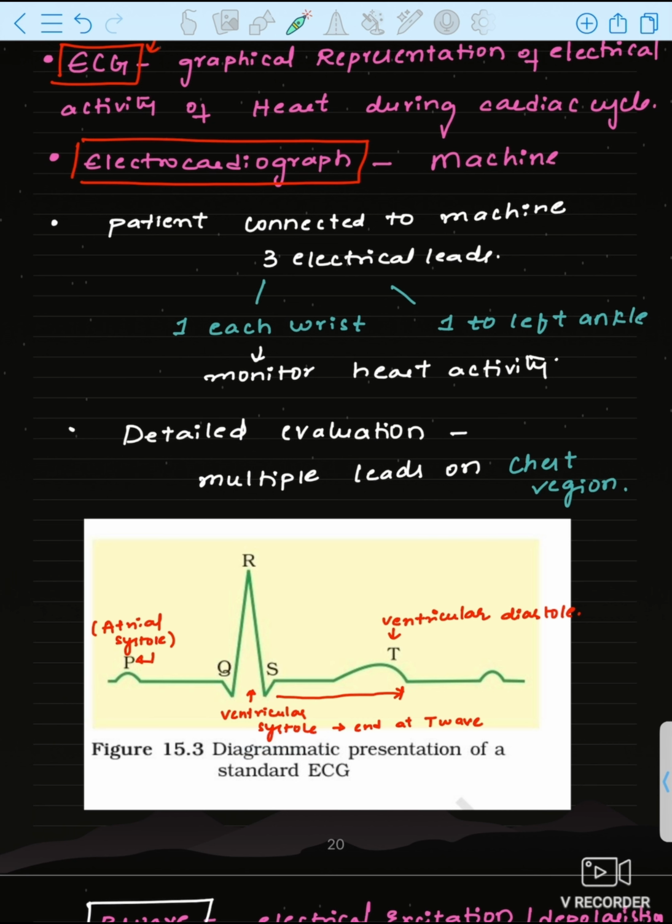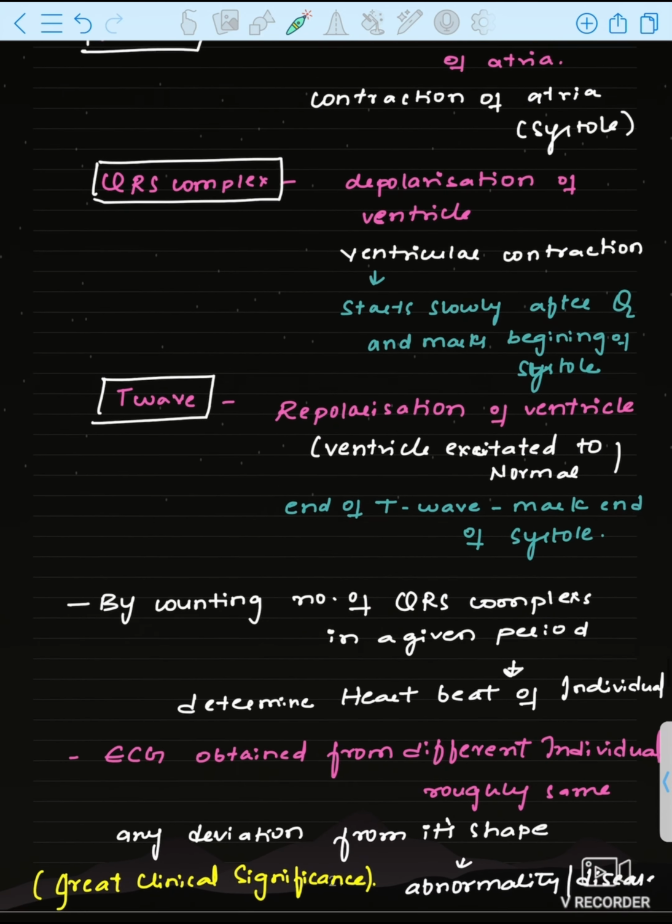See, ventricular systole will not start from Q. After the Q wave, slowly it will start and continue till the end of the T wave. Ventricular contraction will occur a little bit after the Q wave. What is the T wave? The T wave is ventricular diastole. Atrial diastole will occur in between the ventricular systole only. It will be hidden. Now see, let us discuss.